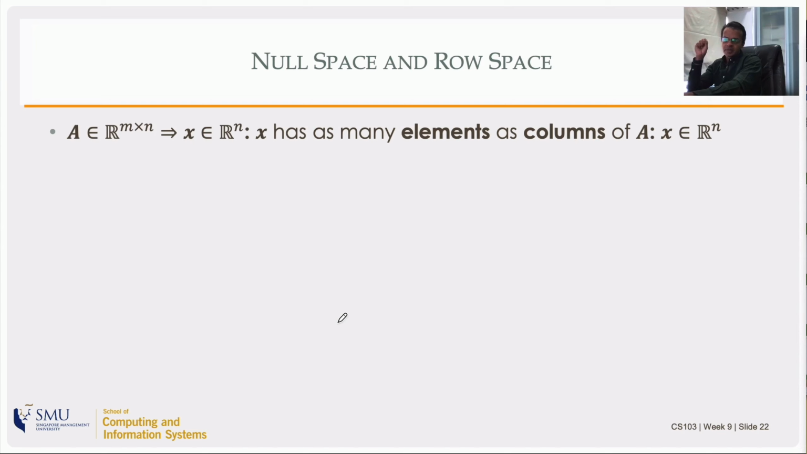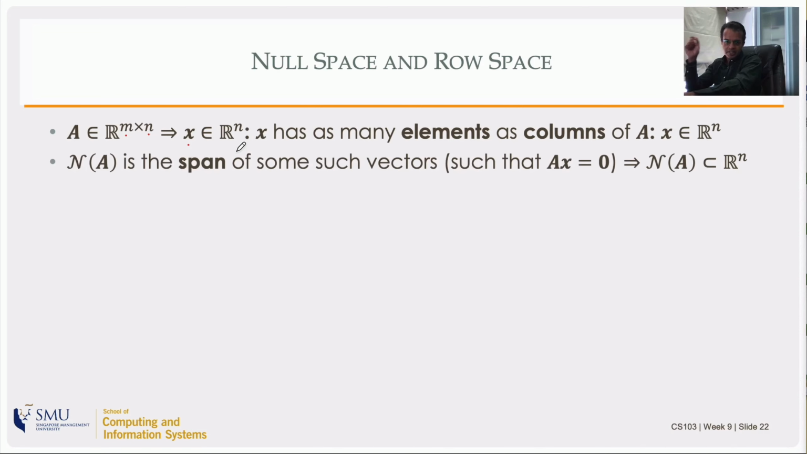Remember, null space is not a linear combination of anything really. It's actually a solution set. Each vector in the null space is of the kind x, the variable vector. So if you have a matrix of size m by n, then x is a member of Rn, because the number of components in x, the number of rows of x, is the same as the number of columns of A, so that you can do the multiplication. So x has as many components as the columns of A. So x is a member of Rn. The null space of A is a span of all such vectors. So the null space has to be a subset of Rn.